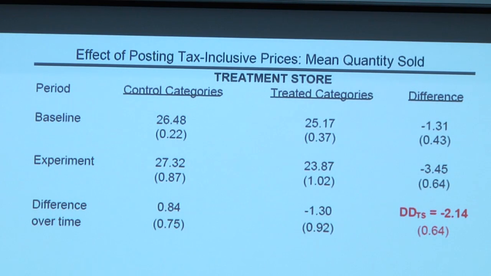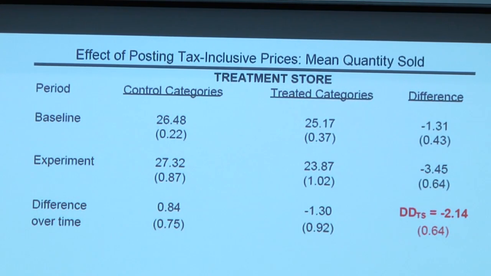How did demand change for these treated products relative to the control products over the same period, right? Okay, so that gives you an estimate of about a 2-unit reduction relative to a base of 25. That's about an 8% reduction in demand with a standard error of 0.64, which we will come back to in a second.